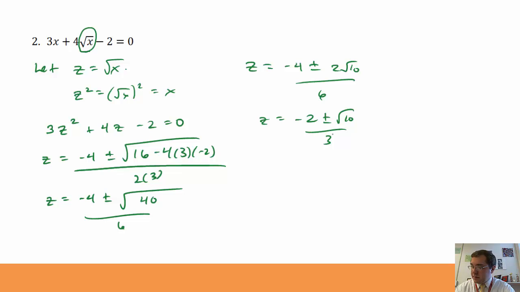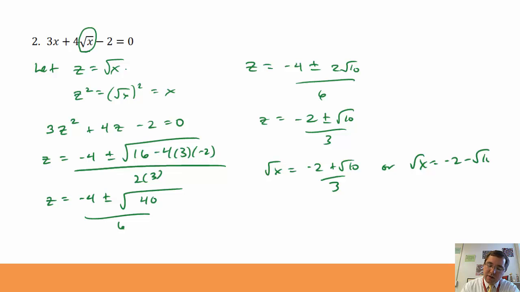That's what z is. But I want to know what x is. And z was the square root of x. So the square root of x is negative 2 plus the square root of 10 over 3, or the square root of x is negative 2 minus the square root of 10 over 3. And so that means 3 times the square root of x equals negative 2 plus the square root of 10, or 3 times the square root of x equals negative 2 minus the square root of 10.